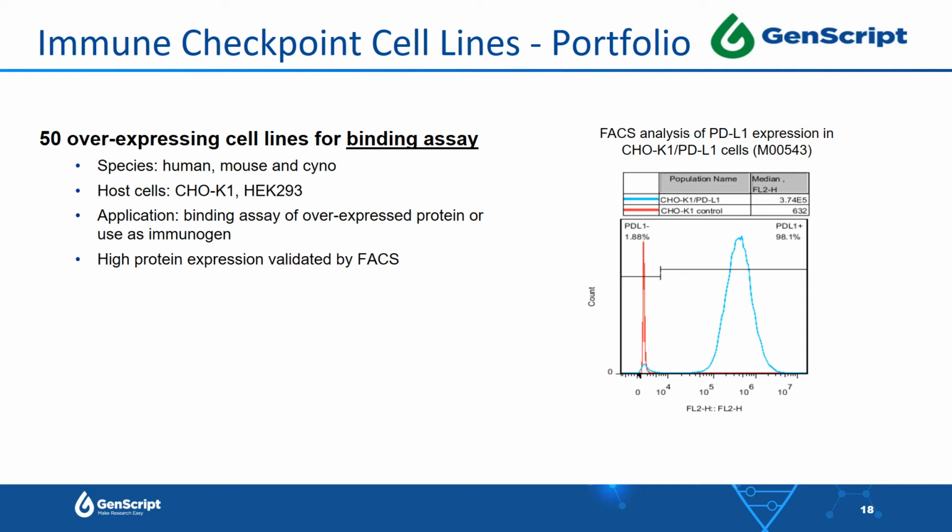The high protein expression in the stable cell lines is validated by FACS assays. As you can see here, I'm showing you an example of the FACS assay analysis of the PD-L1 expression in our CHO-K1 PD-L1 cell. Shown in the blue is the expression of the PD-L1 in the stable cell line. Shown in the red, you can see that there's little expression of the PD-L1 in the control cell line, which is just the CHO-K1.